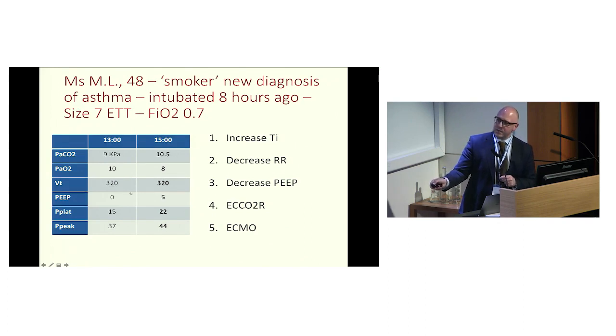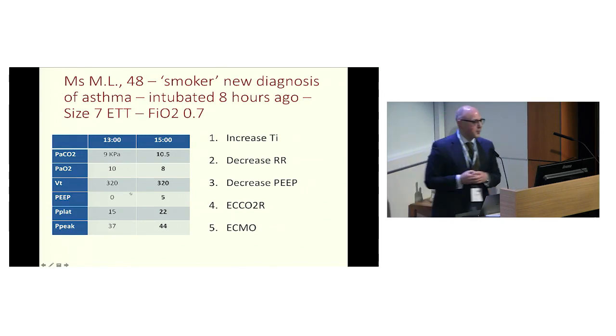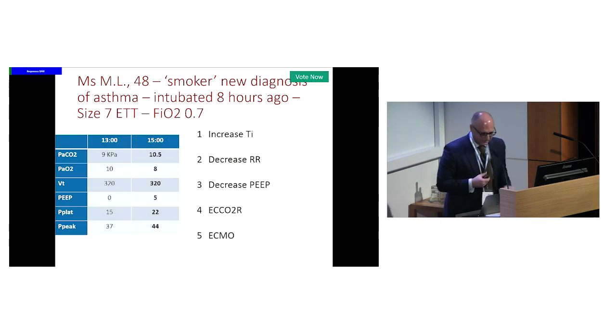And the peak pressure now is 37 to 44. So this indicates high resistance. You have not modified the intrinsic PEEP. Plateau has gone up, tidal volume has gone down, and the gas exchange is worse. But you've got new options now. So what are we going to do next?